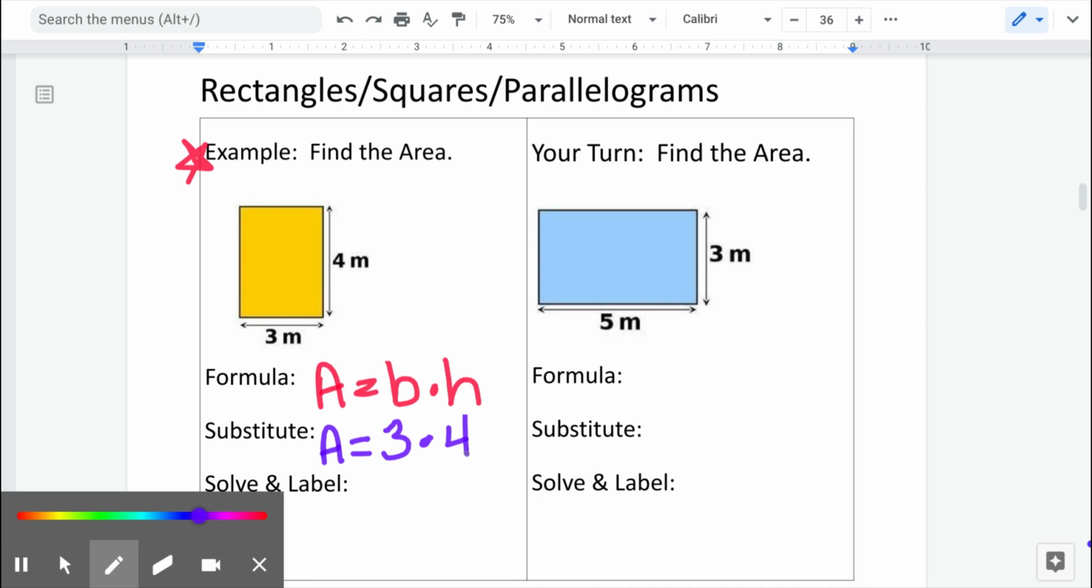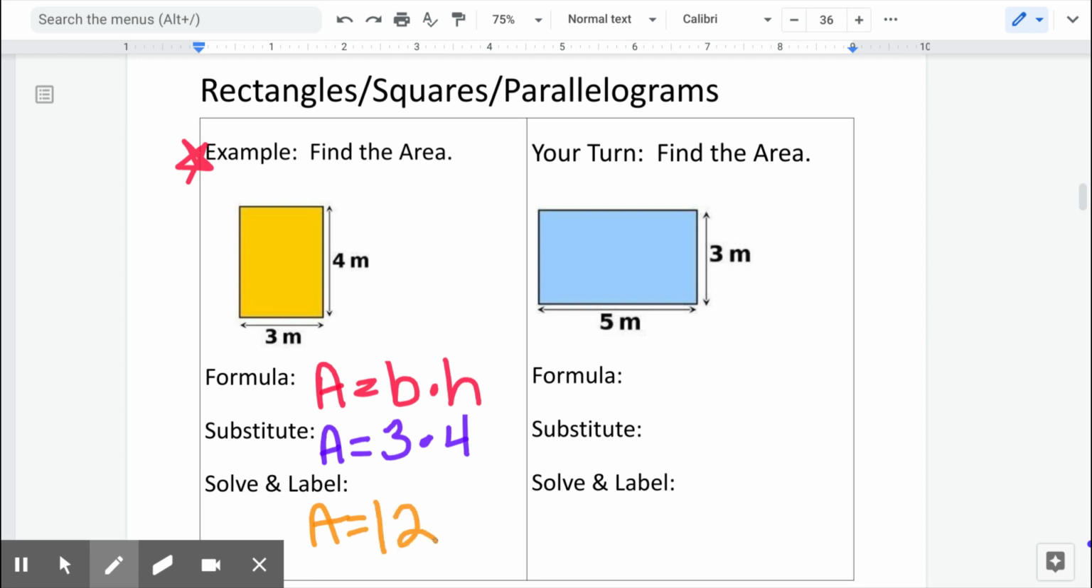And now I can solve and label. So area equals 3 times 4 is 12. My label is going to be meters squared. So I'm looking for all of those steps from you as well. Did you write the formula? Did you substitute? And did you solve and label? Go ahead and you try this, your turn now. Again, all of this can fit right on that area handout.